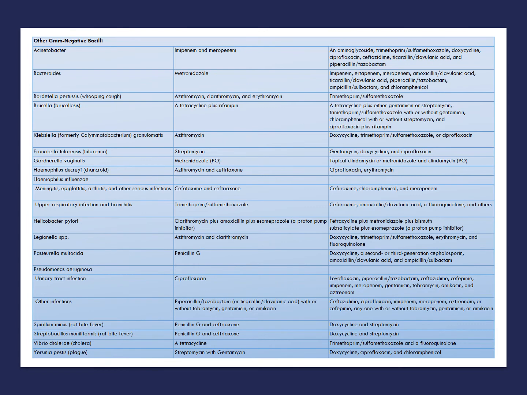This table reveals selection of antibiotic based on gram-negative bacilli. As you can see, there's H. pylori here. You want to give clarithromycin plus amoxicillin, plus a proton pump inhibitor. Alternative options include tetracycline plus metronidazole plus bismuth. Another option would be a respiratory infection and bronchitis, which is listed on the slide. It says you want to give Bactrim, but there are other options including Augmentin or a fluoroquinolone.